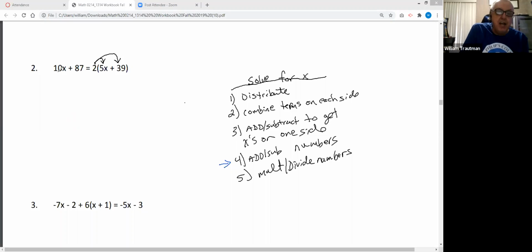2 times 5x is 10x, and 2 times 39 is 78.